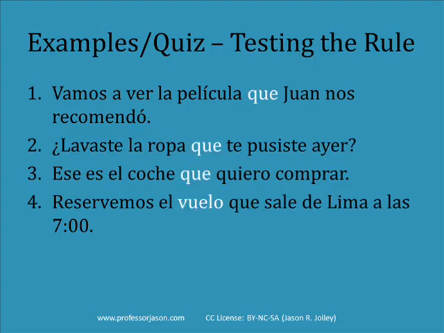Okay, on to the answers then. This is the way they should be completed. Since we don't have any prepositions, regardless if it's things or people, remember the rule we're talking about dictates that they have to be que. Vamos a ver la película que Juan nos recomendó. ¿Lavaste la ropa que te pusiste ayer? Ese es el coche que quiero comprar. Reservemos el vuelo que sale de Lima a las 7.